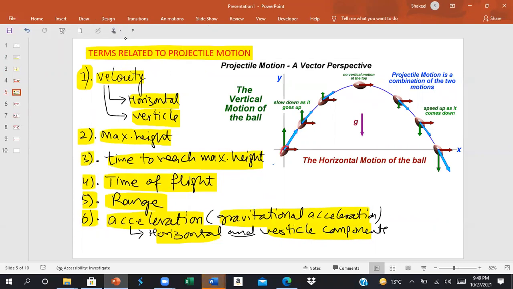Over here in the diagram, this blue arrow is representing the total velocity. The green arrow is the vertical component and the red arrow is the horizontal component of the velocity. And then the maximum height, this one is the maximum height gained by the projectile. And for the range, it is the horizontal distance between the landing point and the projection point. So these are the terms that we have to study.